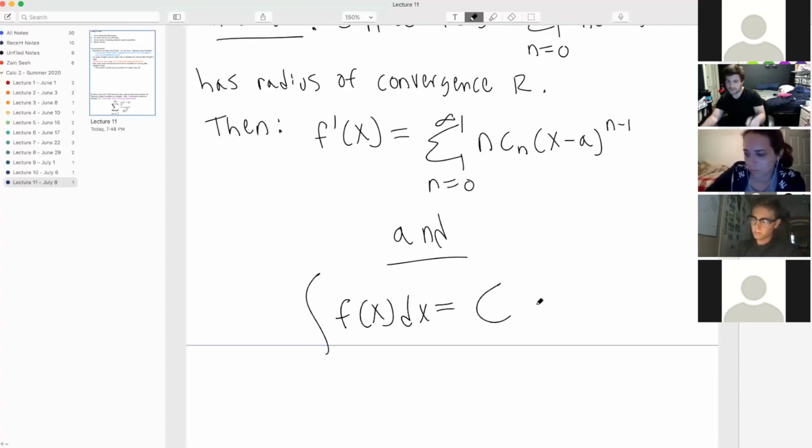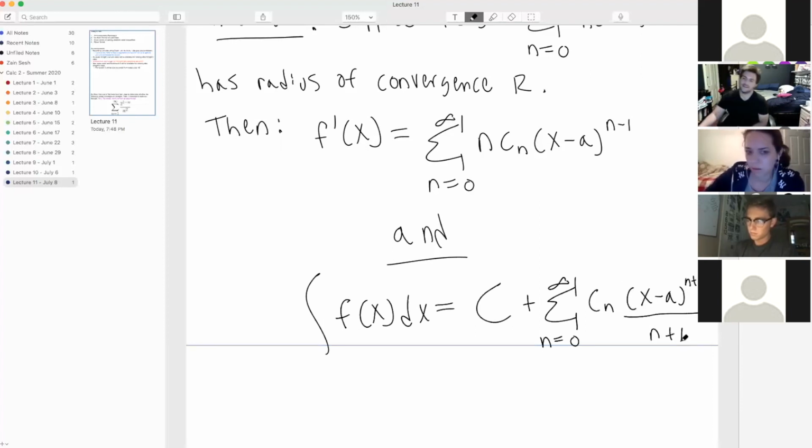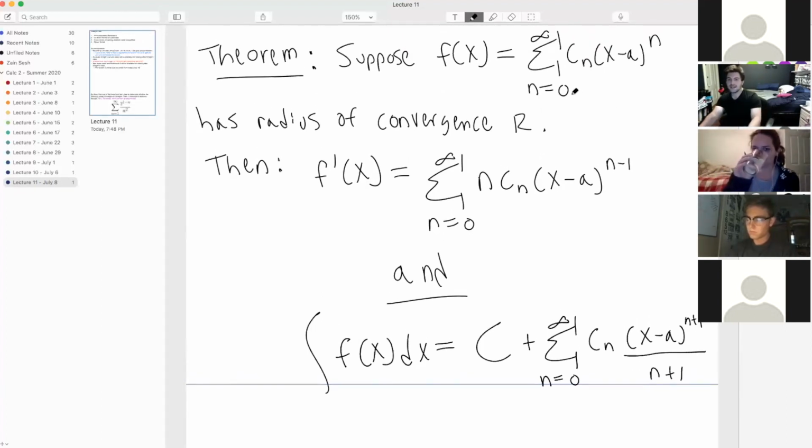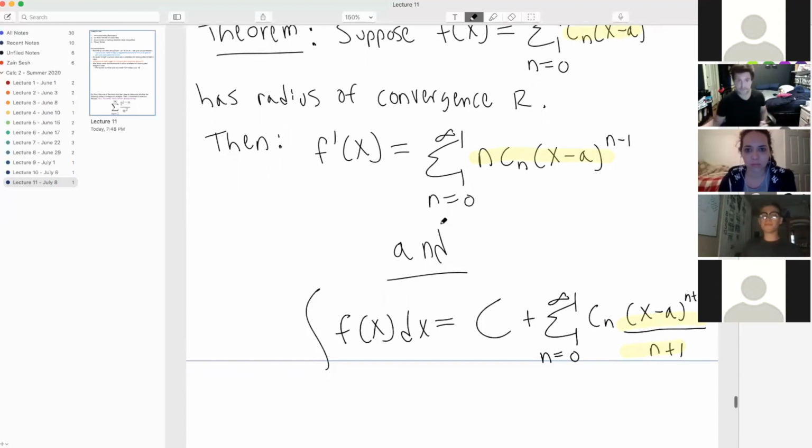So you know how we get a plus c when we take integrals? C plus the infinite series, cn multiplied by x minus a to the n plus 1 power divided by n plus 1. Okay? So it looks like we have applied the power rule of integration to each term of the series. I hope you can kind of see what happened here. These are not obvious at all. You do need to prove this, but we're not going to prove this.